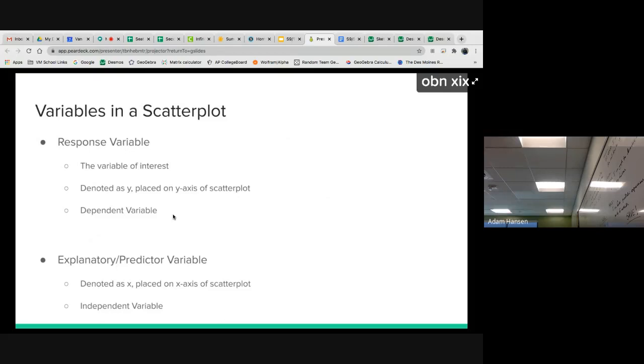Because we're looking at two different variables, the response variable, just like the dependent variable, is placed on the y-axis in a scatter plot. The explanatory predictor variable is the independent variable, so put it on the x. Based off of what you're trying to do with the data set, there could be some variation on which one you want to put where, which variable is the horizontal axis, which variable is the vertical axis. Well, for the most part, think about it in terms of what depends on what.